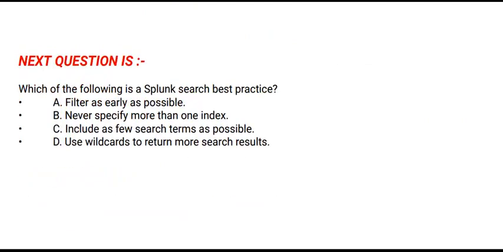Next question is, which of the following is a Splunk search best practice? Options are, option A, filter as early as possible. Option B, never specify more than one index. Option C, include as few search terms as possible. And option D, use wildcards to return more search results. The correct option is option A.